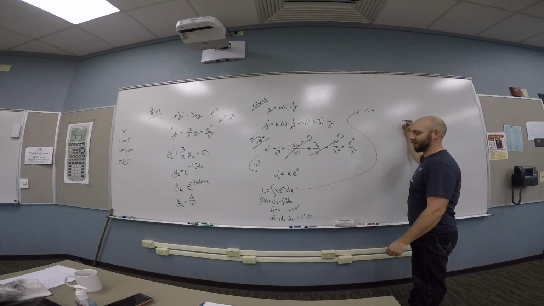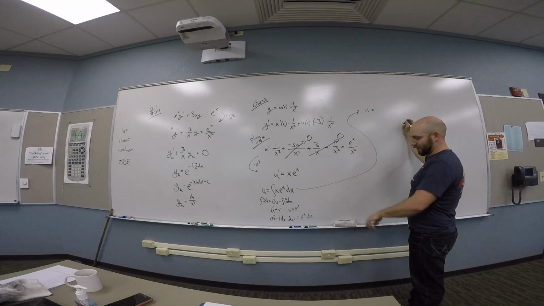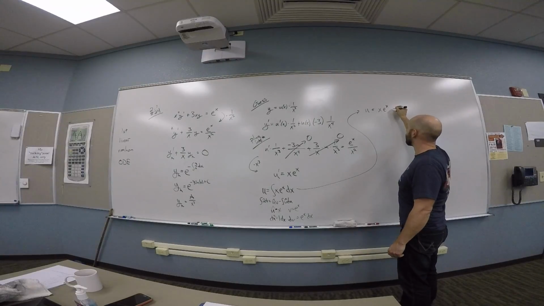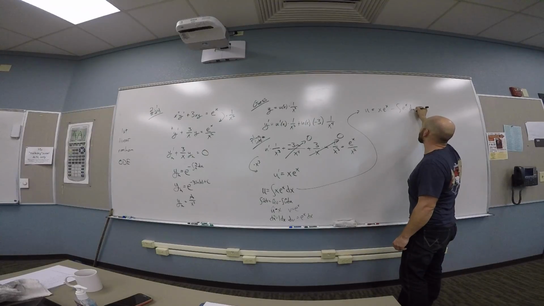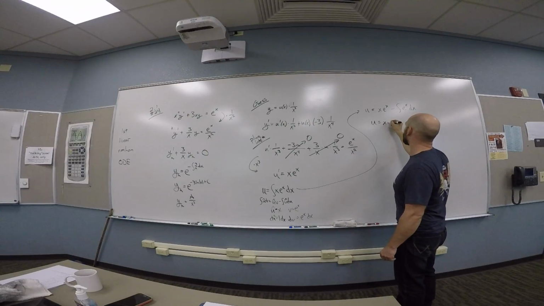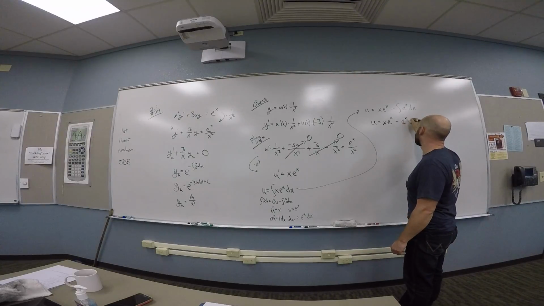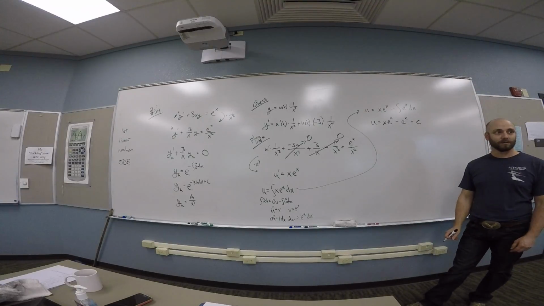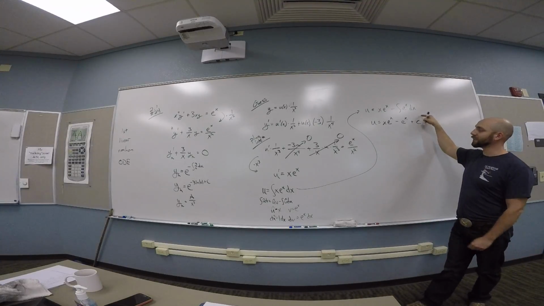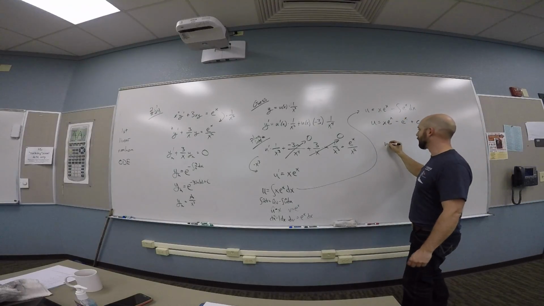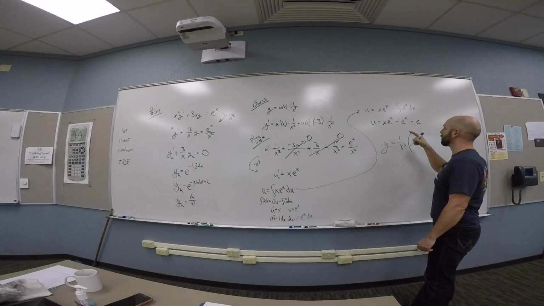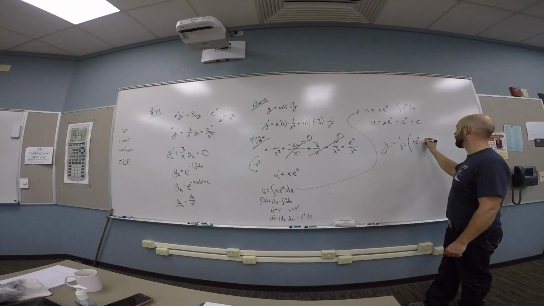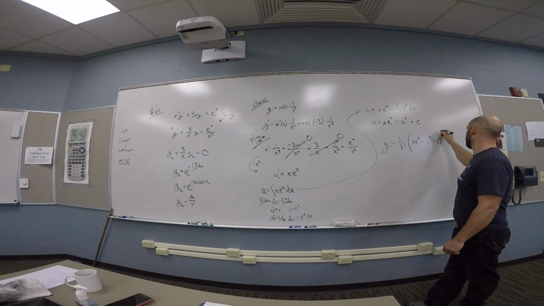So you got uv is x e to the x minus the integral of v du, which is e to the x dx. So you get u is x e to the x minus e to the x plus a constant. Then take this and trot it back up to your guess. So you figure out that y is 1 over x cubed times all of this junk: x e to the x minus e to the x plus a constant.